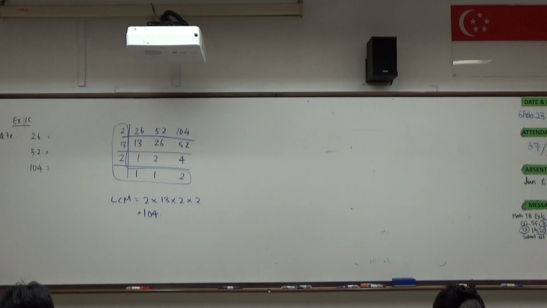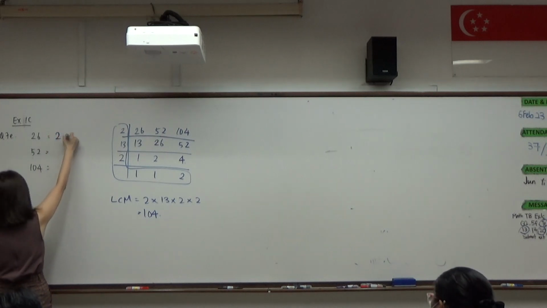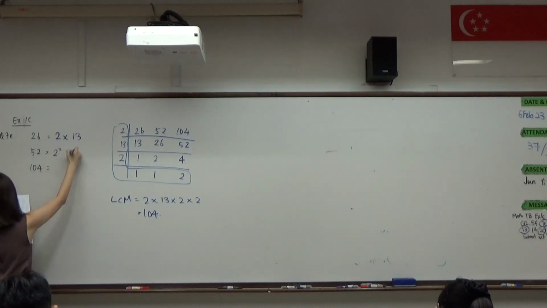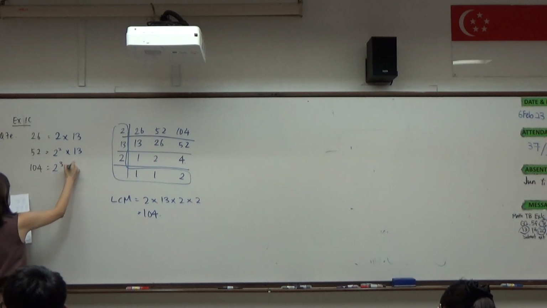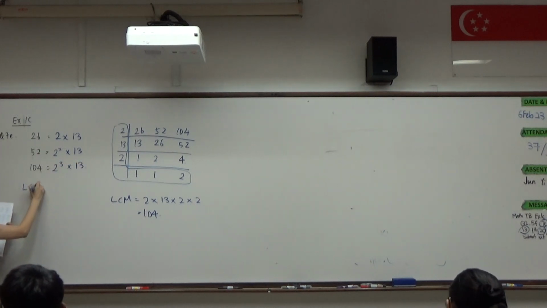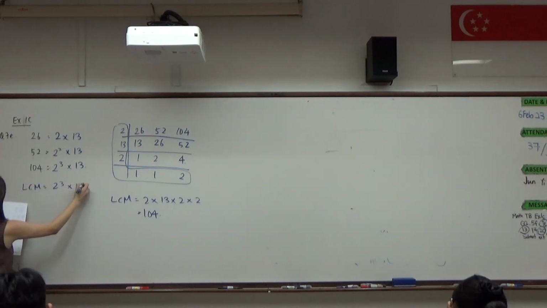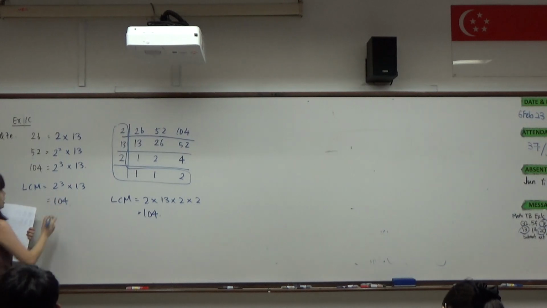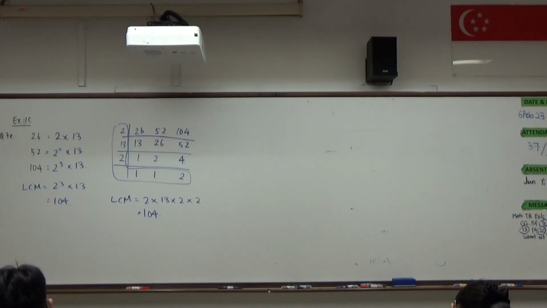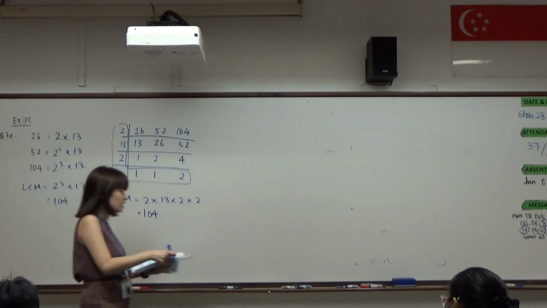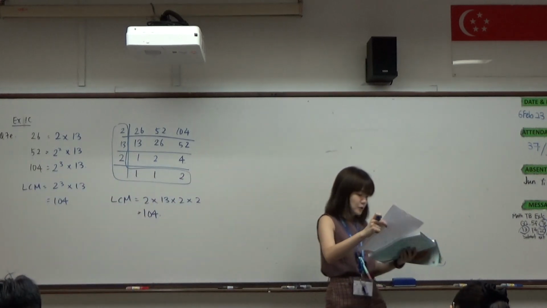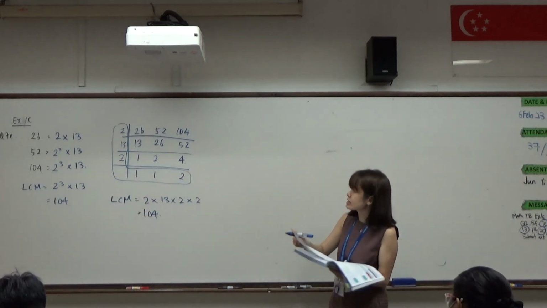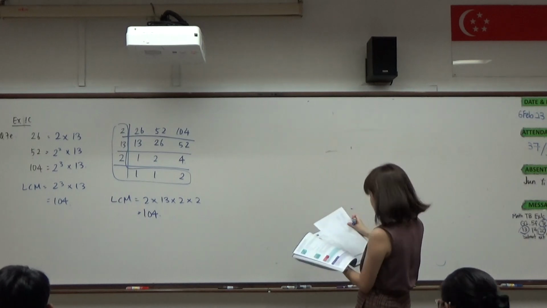Okay, questions? If you choose to do it by the prime factorization method, which you should also learn, your working should look like this. And you do get 104 as well. So do check your own work to see if it's correct or not. Next, let's take a look at question 11.